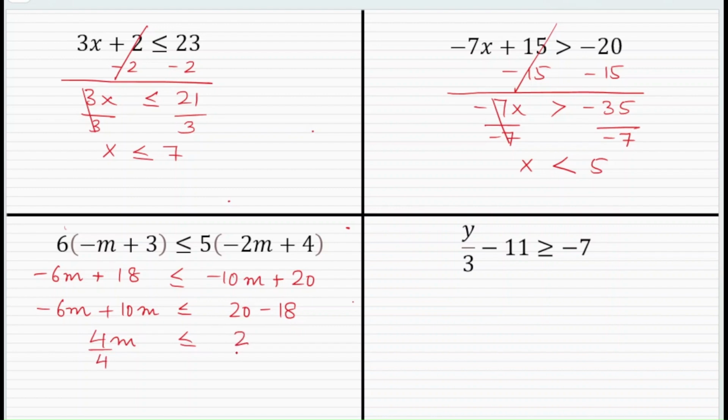Divide by 4 on both sides to eliminate this 4. I would be getting m less than or equal to 1 half. So all the values less than or equal to 1 half will satisfy this given inequality.